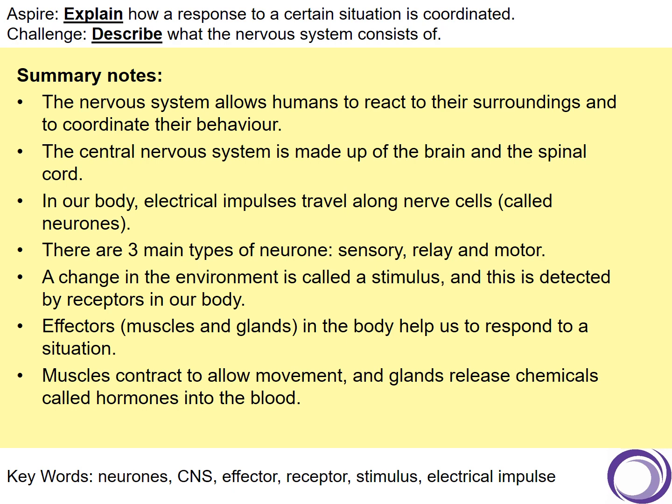A change in the environment is called a stimulus, and this is detected by receptors in our bodies. The effectors are muscles and glands in our body, and they help us to respond to a situation. And our muscles contract to allow movement, and glands release a chemical called a hormone into the bloodstream. So I'm going to give you 5 minutes, off you go.